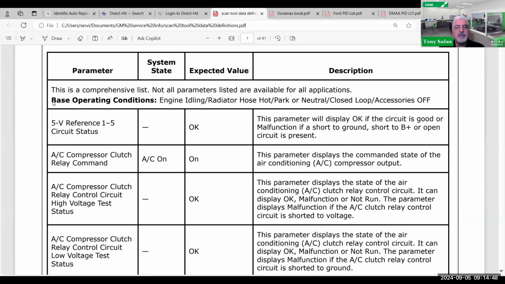Obviously, they start off with the 5-volt reference 1 through 5 circuit status. This parameter will display OK if the circuit is good, or malfunction, or short to ground. Now, when I first saw this, I'm like, this is gold in reality, because this will tell me the status of the 5-volt reference circuit. Now, let's step back for a second.